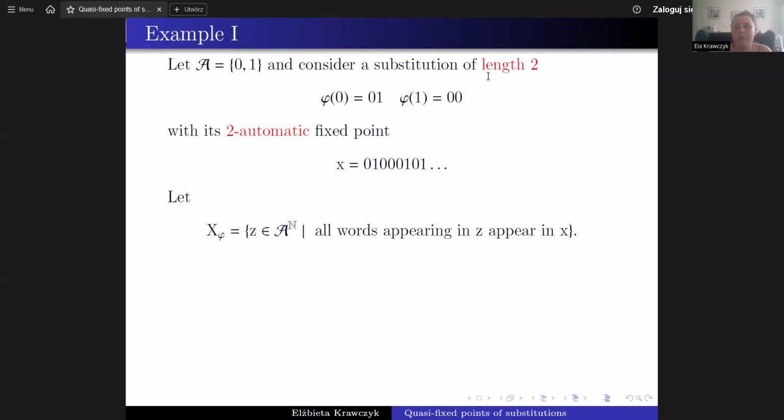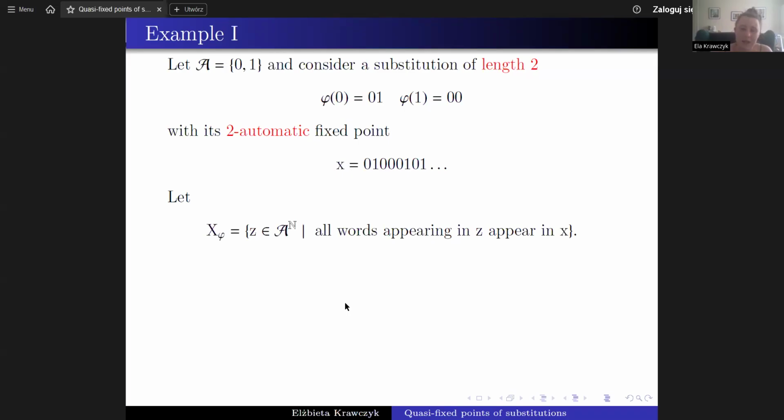Yeah, so what I want to look at is the following combinatorial object, which I will denote X_phi, where phi is the substitution, and its definition is as follows. I look at all sequences over my two-letter alphabet such that the language of this sequence is contained in the language of the original fixed point x. So all the finite words which appear in Z have to appear somewhere in x.